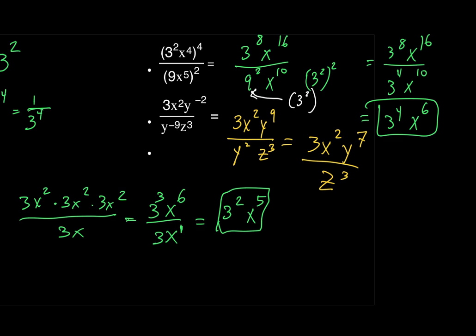Could I have started with this and said negative 2 minus negative 9? Yes. Same bases. Negative 2 minus negative 9, minus a negative plus a positive, so that's positive 7, which is what I ended up with there as well.